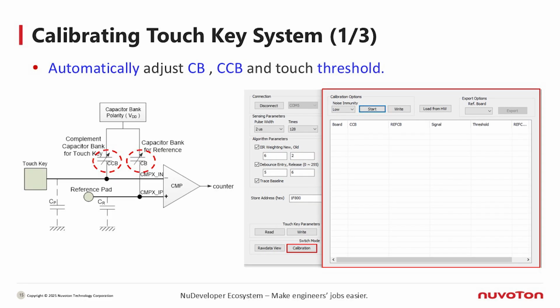After configuring the parameters, it's time to calibrate the touch keys. Proper calibration is crucial for touch key performance. It will automatically adjust reference CB, CCB, and the touch threshold. For clarification, reference CB refers to the capacitor bank CB at the positive terminal of the comparator. CCB refers to the capacitor bank CCB at the positive terminal of the comparator. The touch threshold indicates that a touch key is considered pressed when the finger touch signal is greater than or equal to the threshold. Click the calibration button to pop up the touch key calibration window.